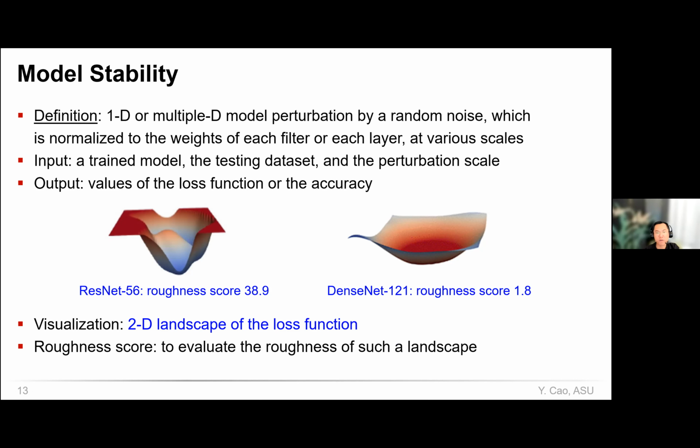But how about the shape of such a valley, right? Some models can be smoother, like the DenseNet to the right, and we can look at the roughness score as a regression result of that landscape. But some models, like the ResNet 56 to the left, are much rougher, and we can visualize this and numerically use the roughness score to check it. The point is that a more stable, shallower and smoother valley around the local minimum will promise better stability if there's any variation attack from the device side.